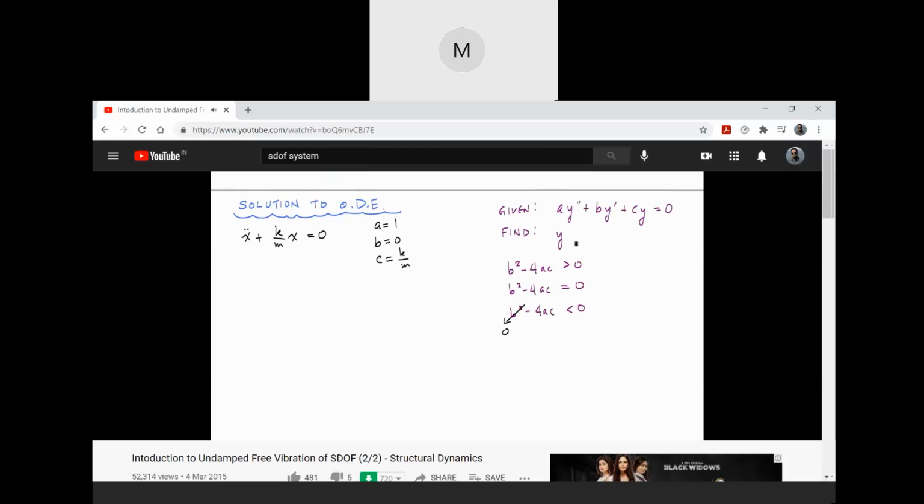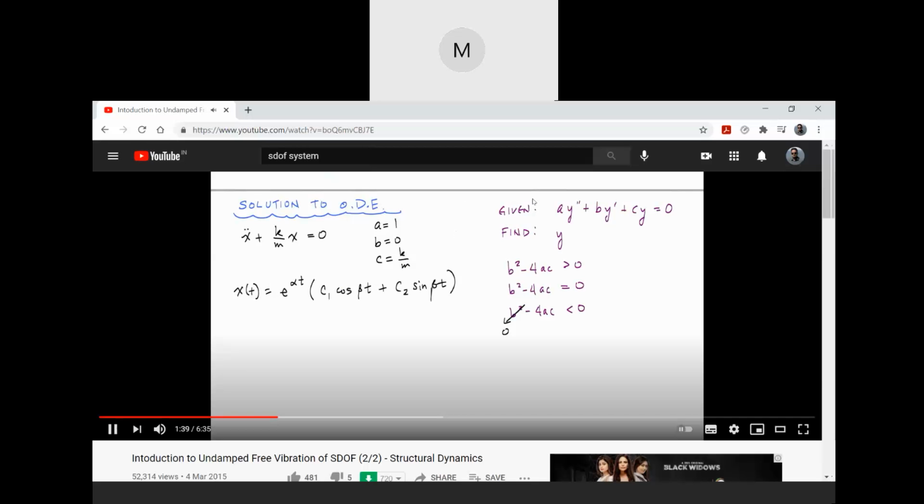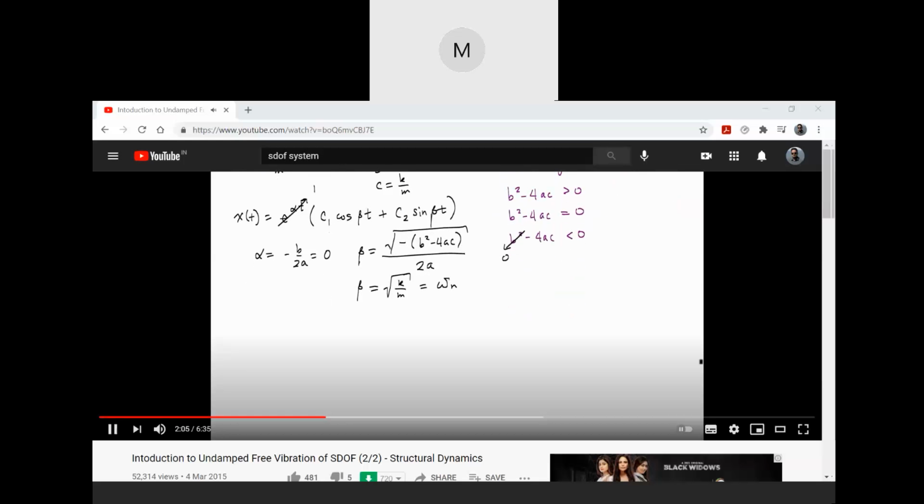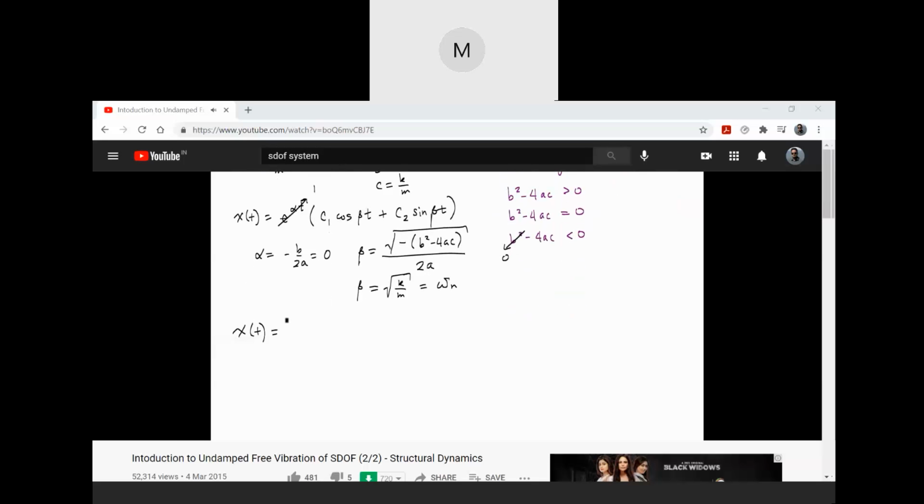And that means my solution x of t for this ordinary differential equation will have the form, and you can look this up, it's in almost any calculus textbook, where alpha is equal to negative b over 2a, which really is just 0, so this term is going to go to 1, and beta is equal to the square root of negative b squared minus 4ac over 2a. If you plug and chug, beta will come out to the square root of k over m, which is just the natural frequency. So our solution for position as a function of time for this mass is c1 cosine omega n times t plus c2 sine omega n times t.